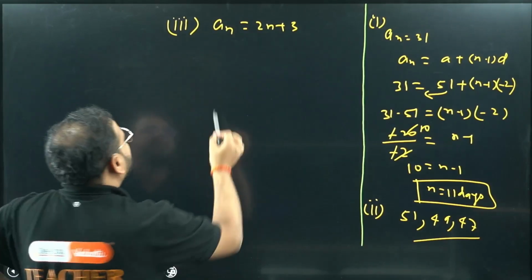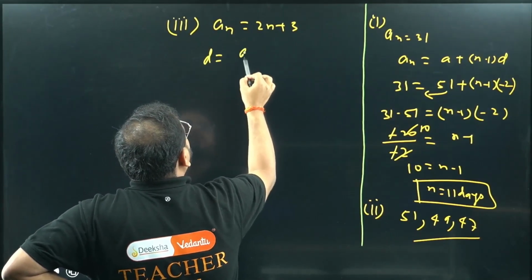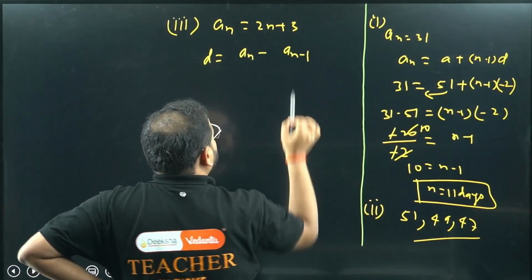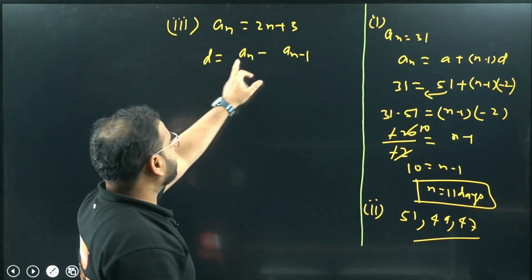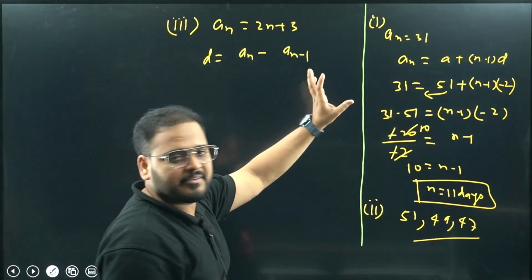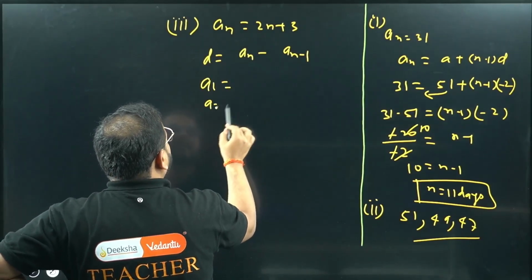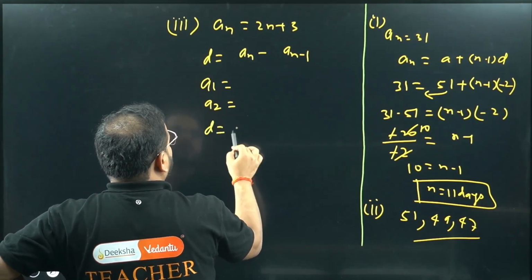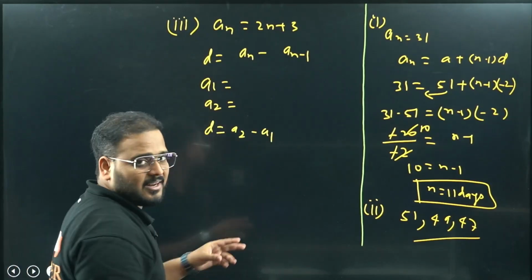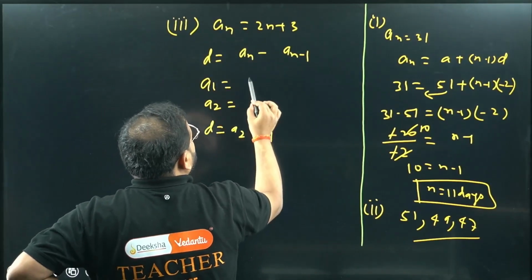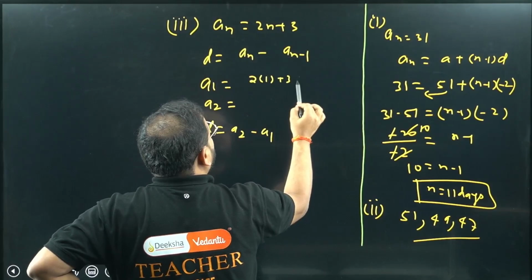There are 2 ways to do it. If you want, you can use this method: d equals a_n minus a_(n-1). The current term minus the previous term gives the common difference. Or I can simply find a1, find a2 and take the common difference d to be a2 minus a1. What is a1? Put n as 1. So 2 times 1 plus 3. How much is that?